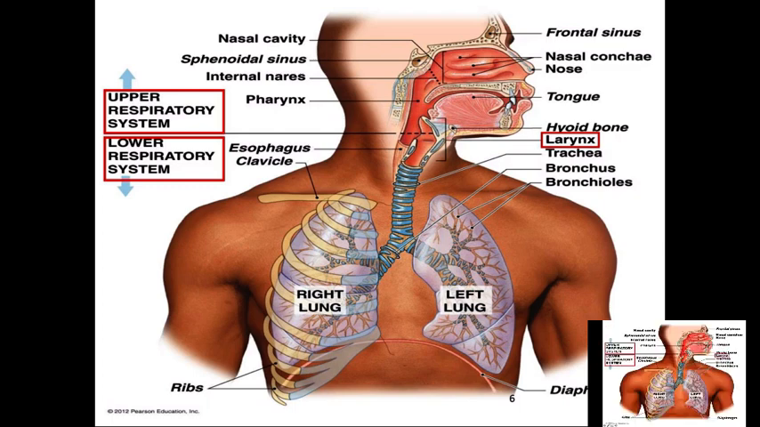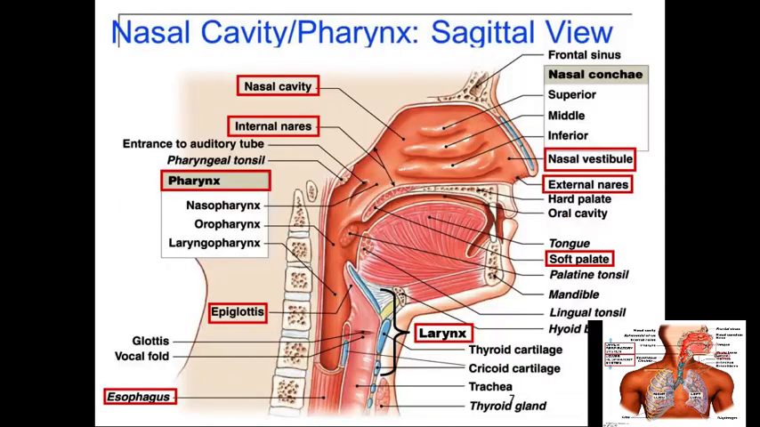And here we can look at some of these structures again in a different view. Everything from this landmark here, the larynx, is the really important landmark. From the larynx down is lower, and everything above that is the upper respiratory tract. You've heard people say that someone has an upper respiratory tract infection or a lower respiratory tract infection.